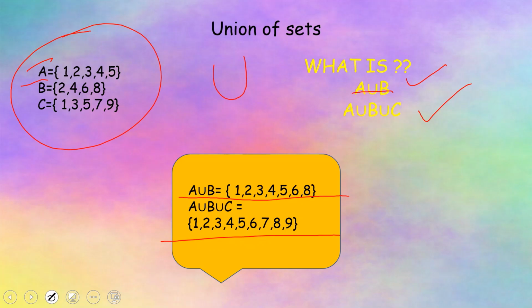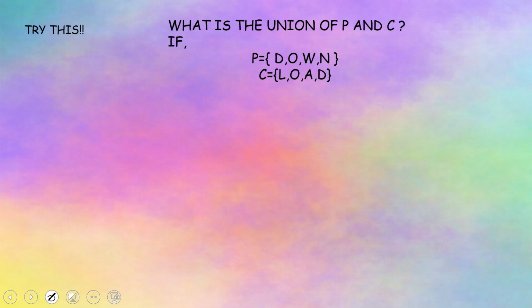Now, A union B is read as A union of B. Now when we move forward, try this one. You guys try this one.